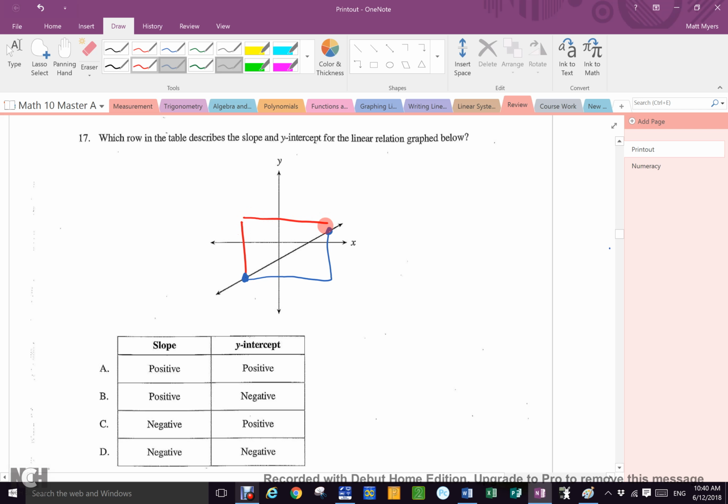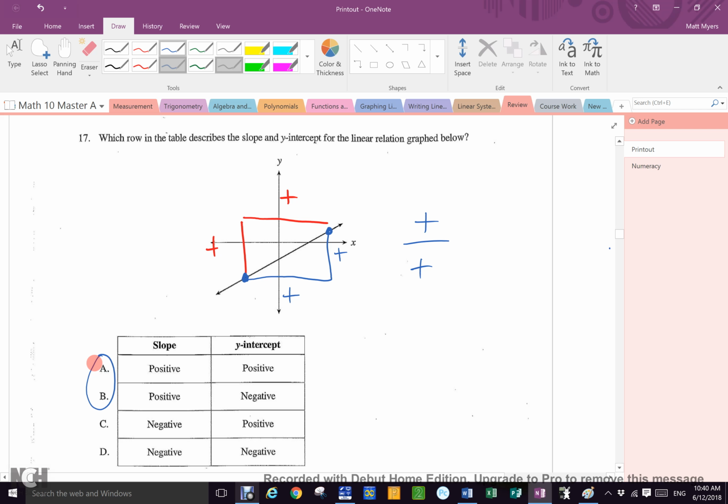Up and right. What direction is up? Positive. What direction is right? Positive. Slope is rise over run, correct? Rise is up and down. What do you notice about both of the up and downs? They're positive. What do you notice about both of the side to sides? Positive. What's a positive number divided by a positive number? Positive number. So it has to be A or B.